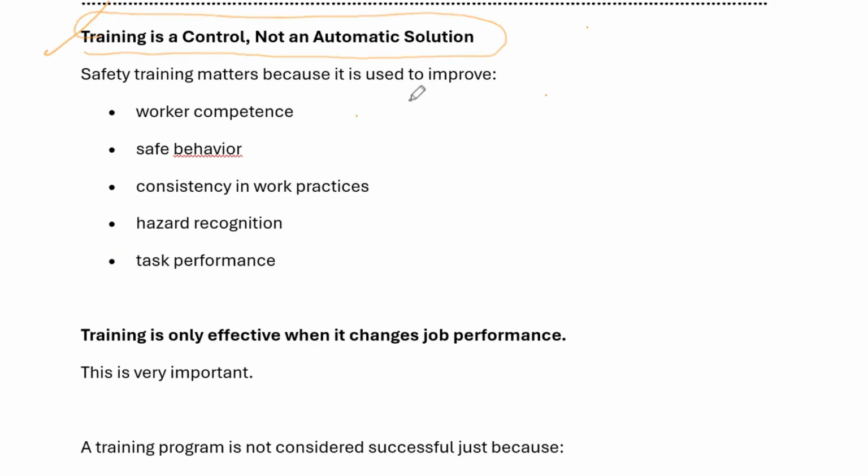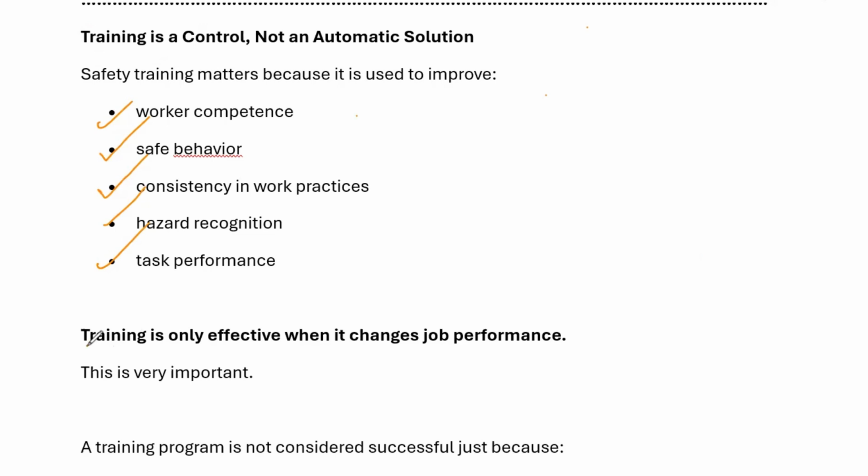Okay. Safety training matters because it is used to improve worker competence. After you getting your training or after taking your training, workers' competence should improve. Okay, workers should perform better. Their behavior should improve. They should behave in a safe manner. Training होने के बाद उन लोग safely behave करना है. Consistency in workplaces. Consistency होना चाहिए. They should be able to recognize the hazard, and they should be able to perform the task.